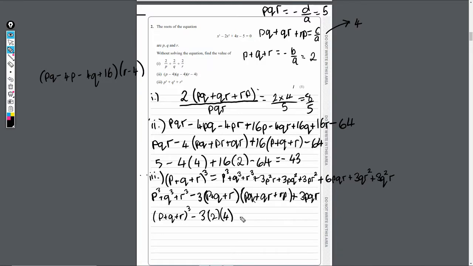And then we're going to add 3 lots of PQR, which is 5, so 3 lots of 5. P plus Q plus R, that's 2, so this is 2 cubed minus 3 times 2, which is 6, times by 4, minus 24, plus the 15 here. Evaluating all this, you're just going to get minus 1. And there we have it, that's question 2, fully complete.